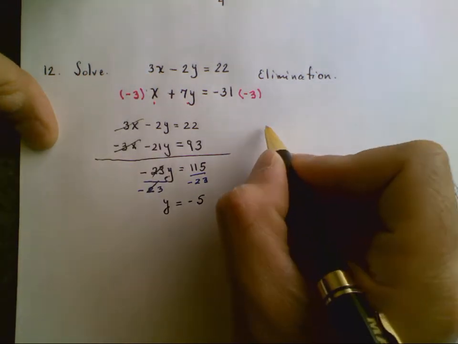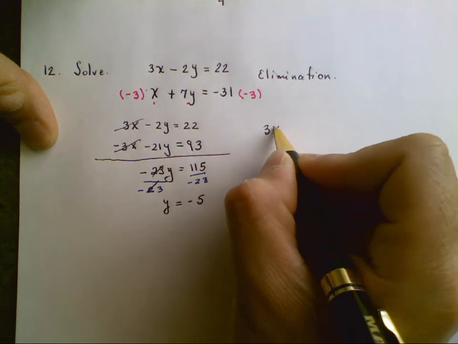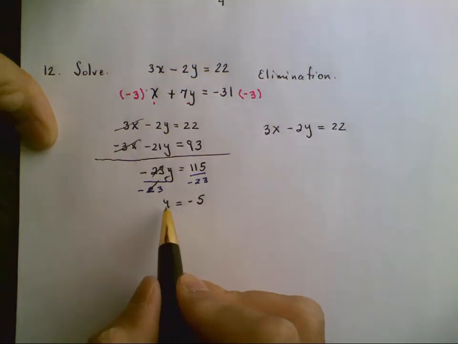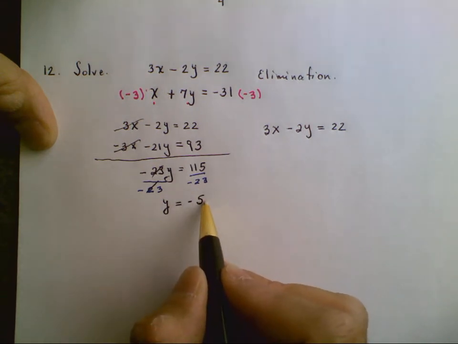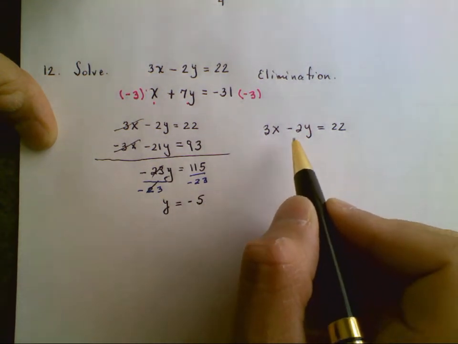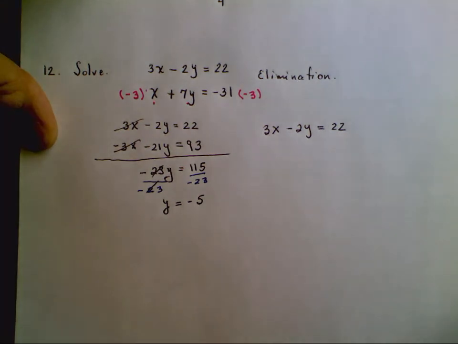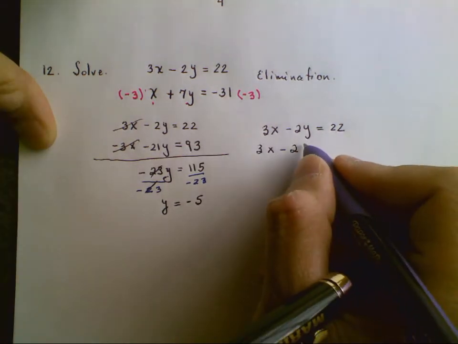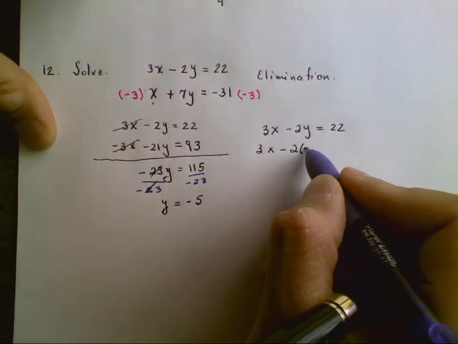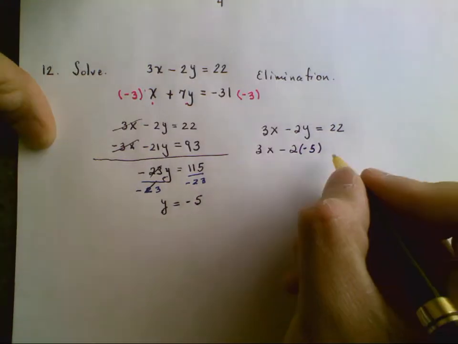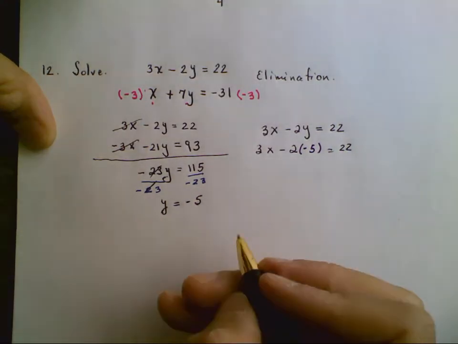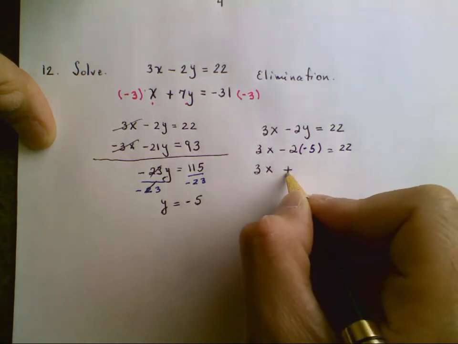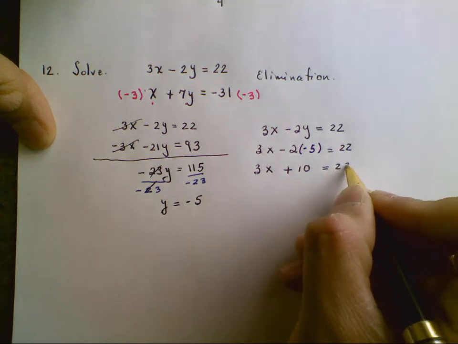So I'm going to have 3x minus 2y equals 22. I know the value of y, so we're going to make the substitution in equation number 1. So I have 3x minus 2 parentheses. What is the value of y? Negative 5. So negative 5 equals 22. Now let's simplify. 3x, negative 2 times negative 5 is positive 10, equals 22.